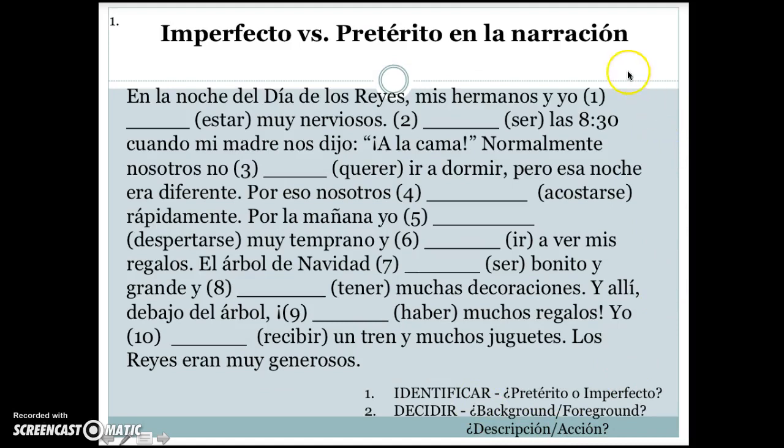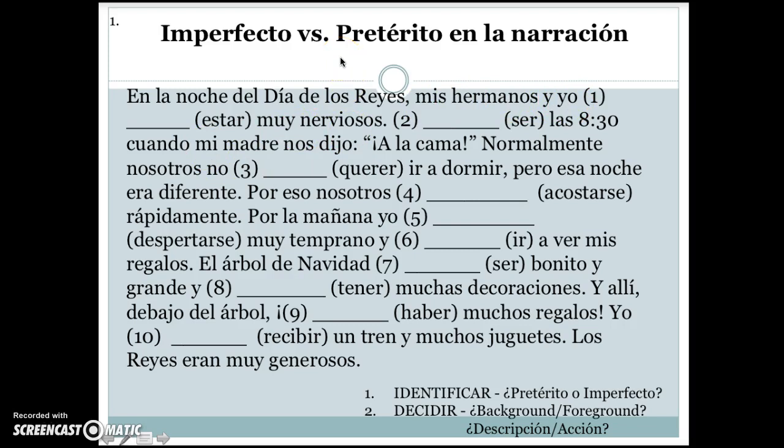So this paragraph here that was on your exam, let's go over the answers, and you'll have a better idea of what you got right, what you got wrong, and why. So here we have, en la noche del Día de los Reyes, mis hermanos y yo, in the night of the day of the King's Day, my brothers and I were very nervous.